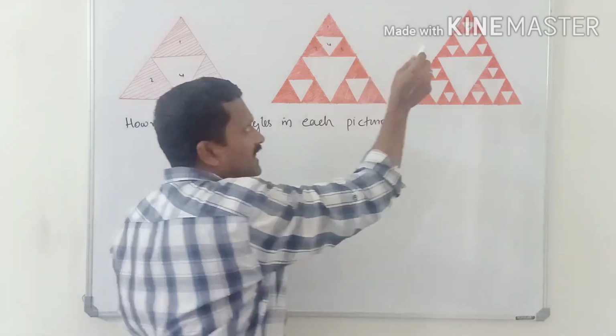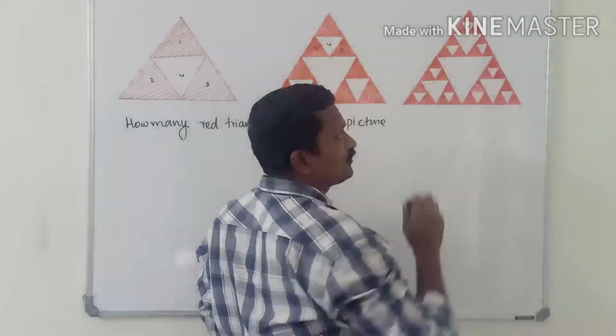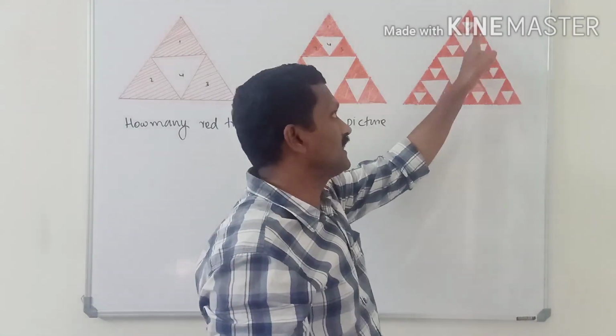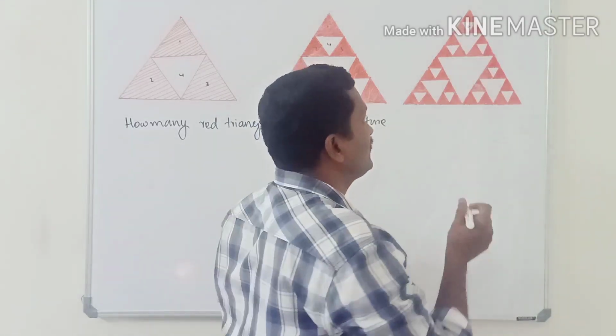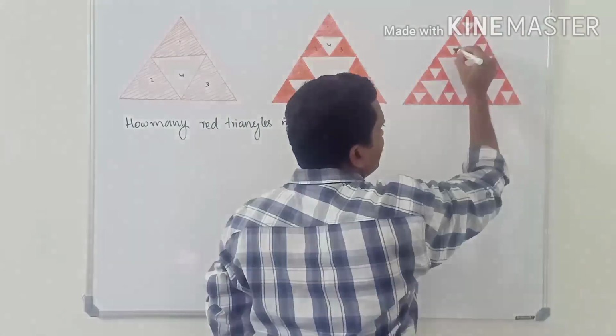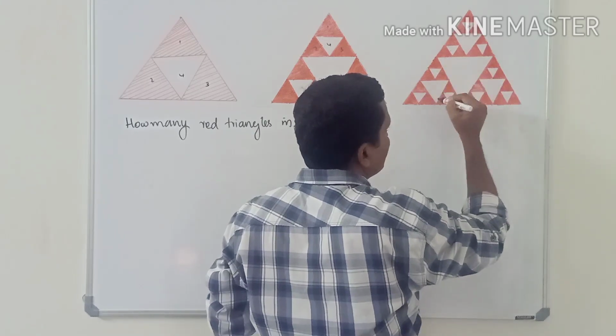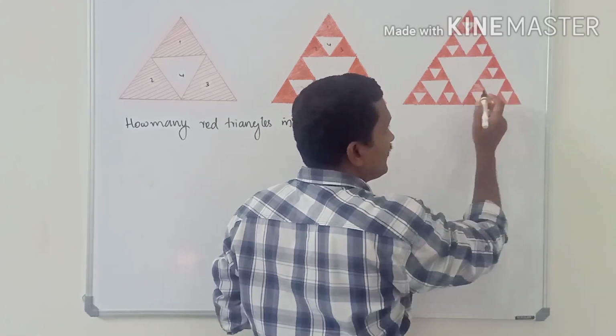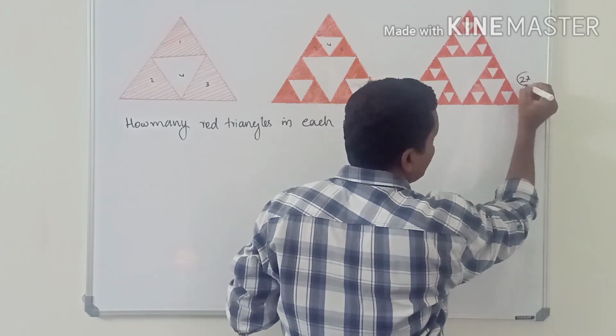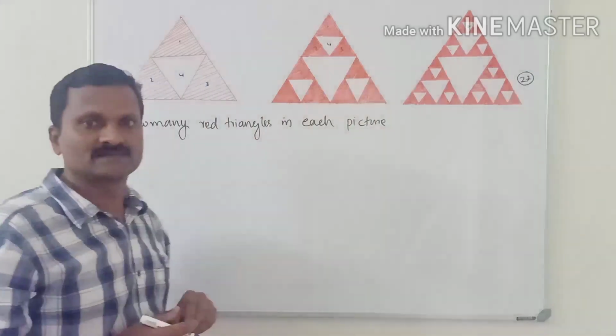These 3 red triangles are again divided into 4 parts. Among these, 3 are red. So the number of red triangles here is 3, here 3, here 3. Total 1, 2, 3, 4, 5, 6, 7, 8, 9. 9 threes are 27. 27 red triangles are there.